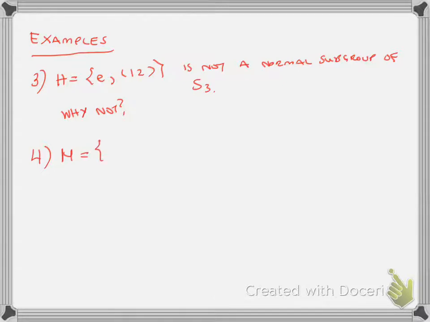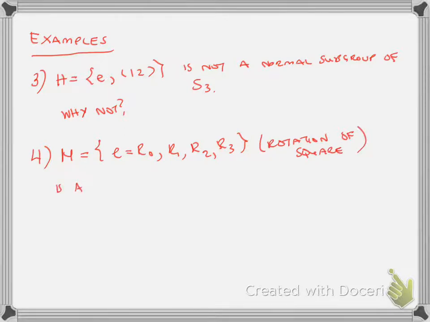All right. And then H where we have E, which is R0, R1, R2, R3, which represents the rotation of a square. We haven't talked about that in a while, but remember when we first started talking about groups, we looked at those rotations of, I think, a triangle, but I believe we also talked about a square. Is it a normal subgroup of D4? If you want to try that out and practice with that, that'll be good.